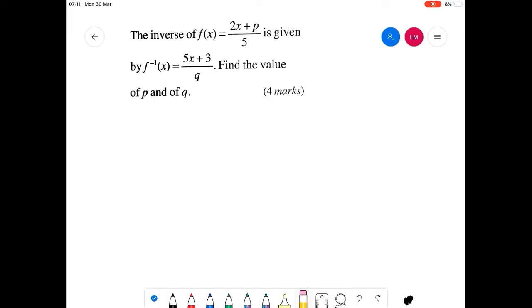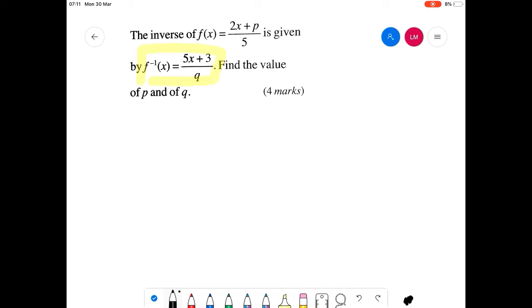For this question, you already have f(x), you already have f inverse. So what are we going to do? Very simple. From f(x), you find the f inverse, and then you compare to the one you are given. Or from the f inverse, you change to the f(x), and then you compare. So you must have two things which are in the same form, then only you can compare. For this question, let me do from here.